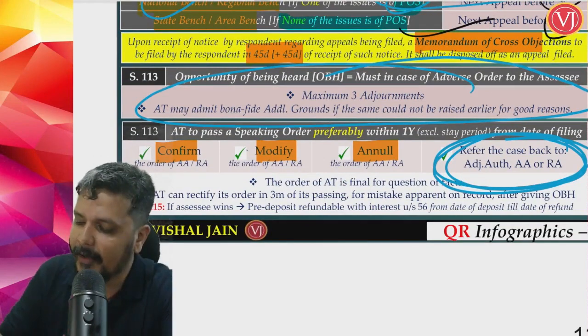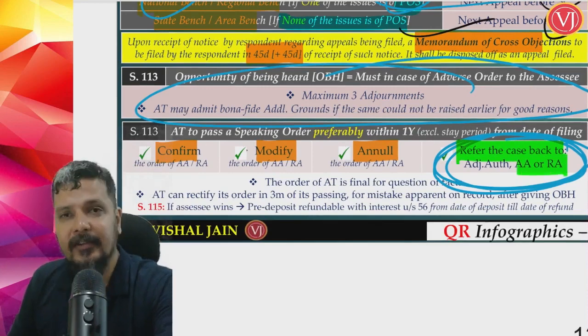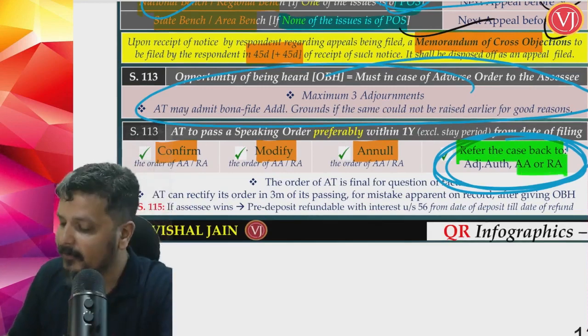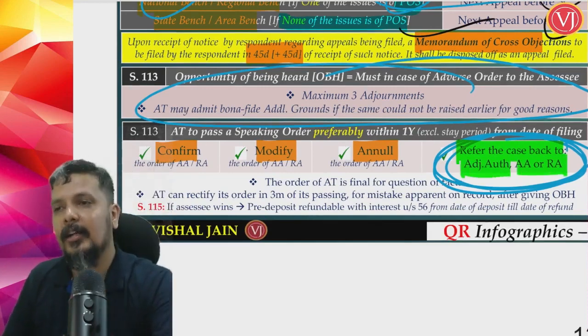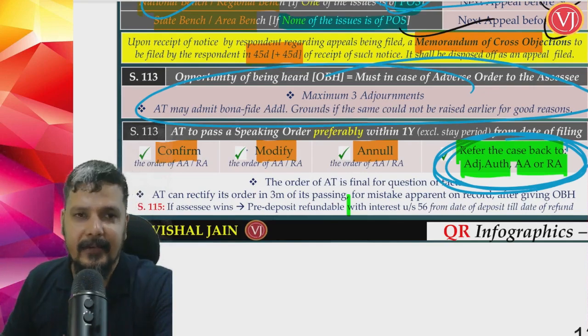In addition to it, it can remand back the case either to the appellate authority or the revisional authority, or directly even to the officer, the adjudicating authority. Right. So these are the differences.